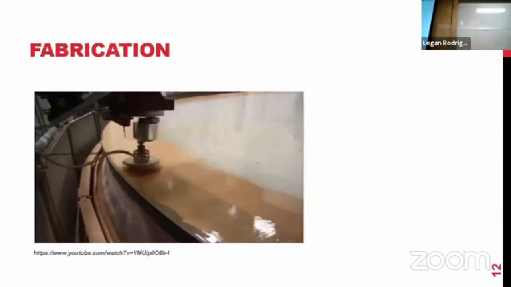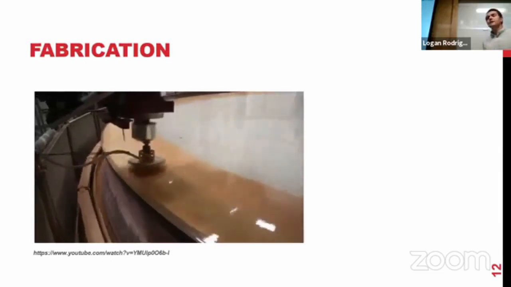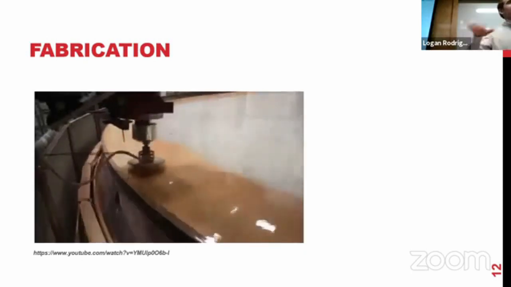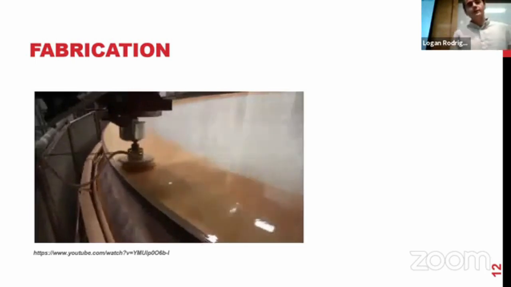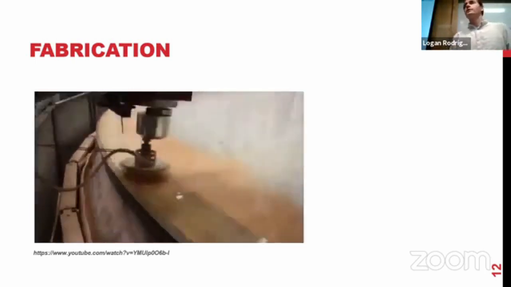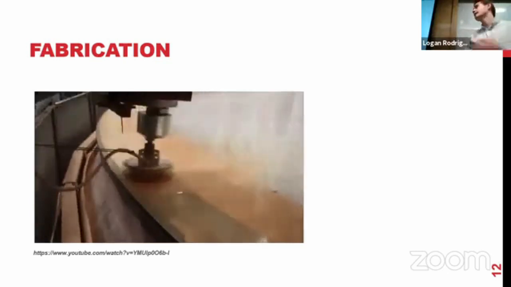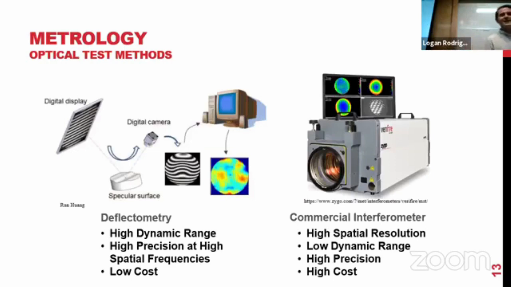When I say that we ground on it, this is actually from the GMP, which is made across the street. We take a polishing tool and we just rub on the mirror in certain locations until we get to the right shape. The question is, how do I know where to grind or polish? How much should I polish? How hard should I polish? How fast should I polish? And the answer is metrology. We use typically commercial interferometry. It's the gold standard.